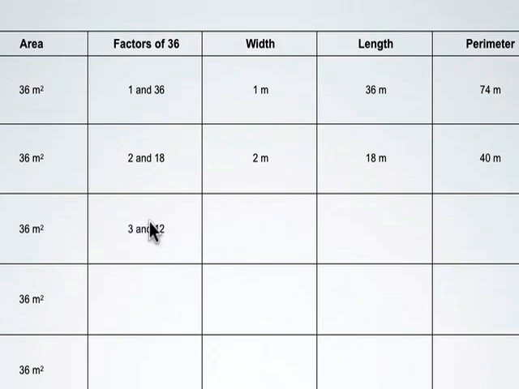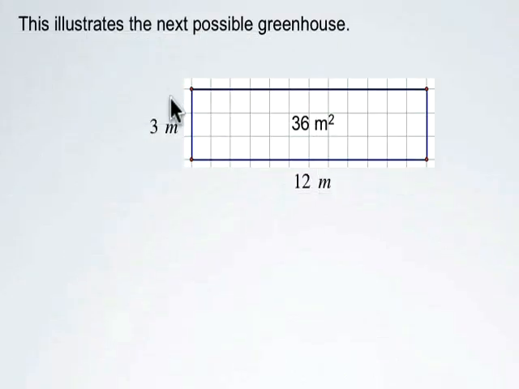Let's have a look at 3 and 12. 3 times 12 gives us 36, so we'll use a width of 3 meters and a length of 12 meters. And again, let's calculate the perimeter when we have a width of 3 and a length of 12 meters. Here's our illustration when we have a width of 3 meters and a length of 12 meters. And we'll calculate the perimeter for this rectangle.